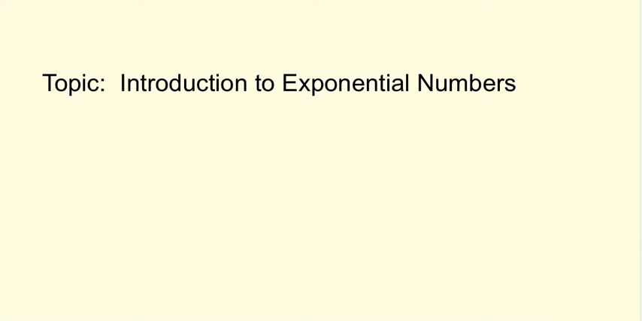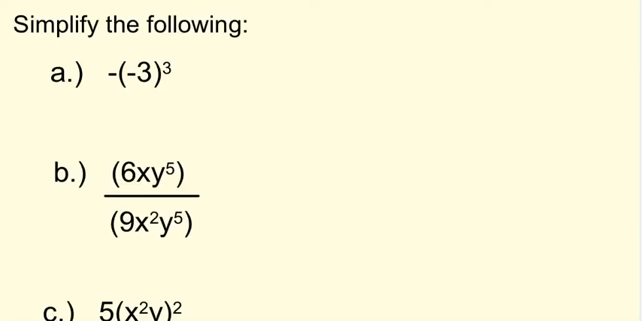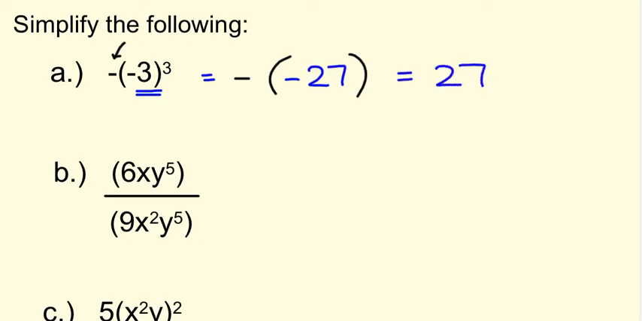This video is an introduction to exponential numbers and reducing those using our rules. Our first example, we want to simplify, example A. So we're going to start with our exponent, negative 3 raised to the third power. What that says is negative 3 times negative 3 times negative 3, which is negative 27. And then you still have this negative out in front. So negative 27 is a positive 27. Be very careful when you do exponential numbers with negatives.